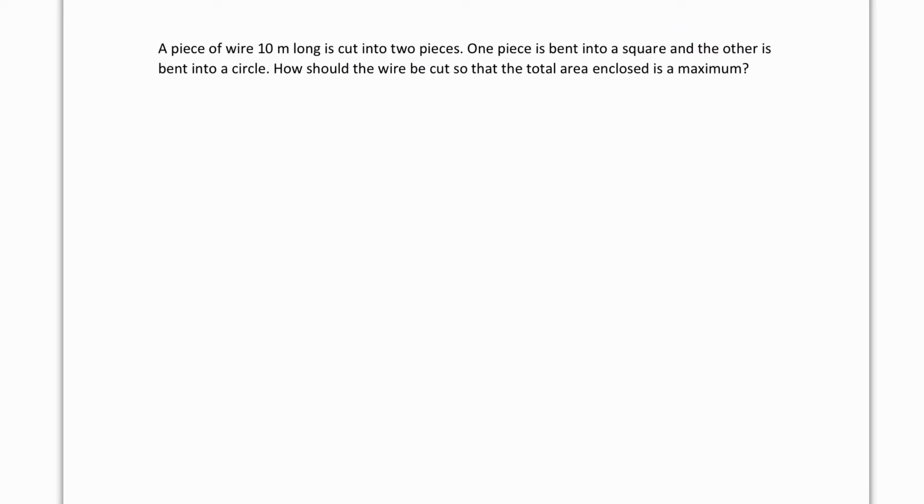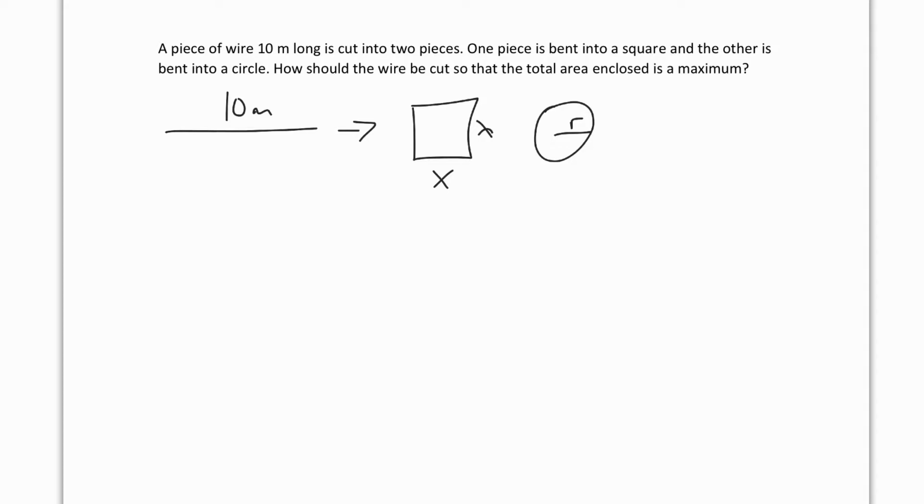So in this last example here, we have a piece of wire 10 meters long cut into two pieces. One piece is bent into a square and one piece is bent into a circle. How should the wire be cut so that the total area enclosed is maximum? Well, we have our wire, that's 10 meters, and it gets converted into a square and a circle. Square, I guess, would have sides x and x, circle with radius r, and we want the area, which I guess would be x squared plus pi r squared. We want this to be maximized.